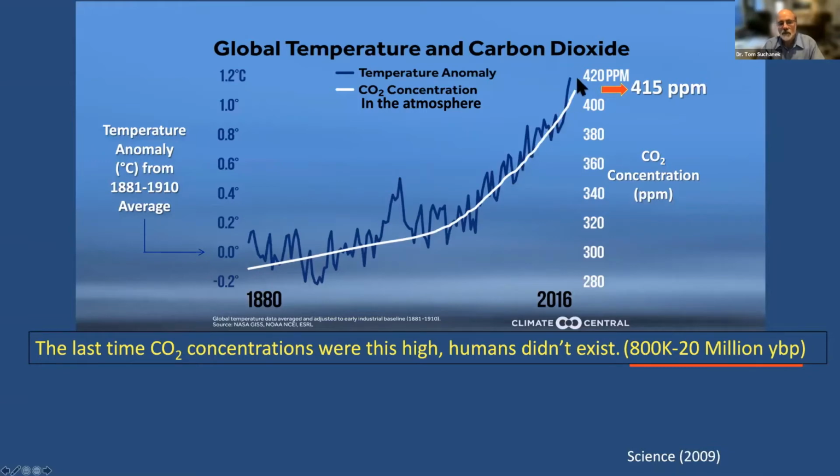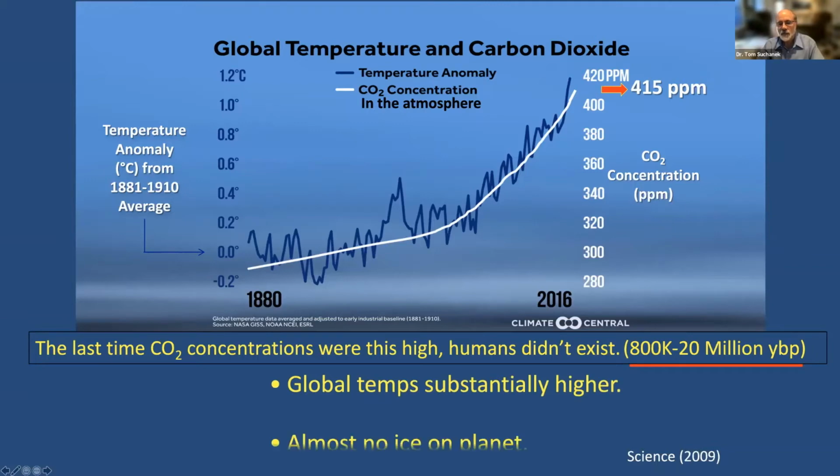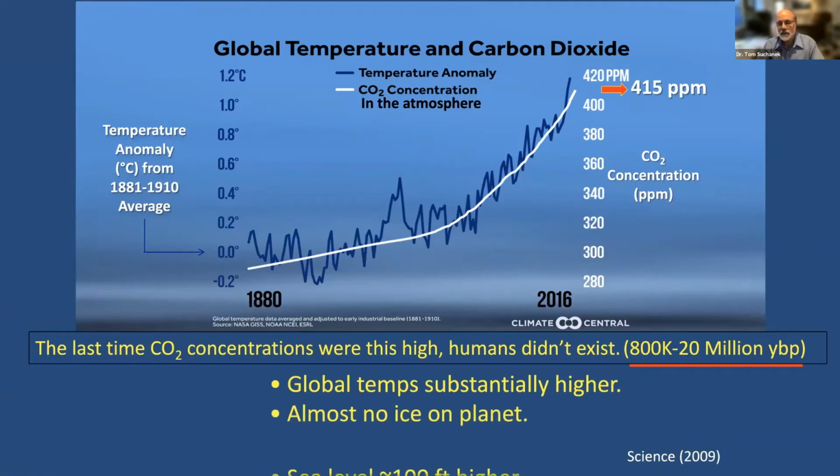increasing all the time. The last time concentrations were 415 parts per million of CO2, humans didn't even exist. That was 800,000 years to 20 million years ago. And global temperatures at that time were substantially higher. There was almost no ice on the planet, and sea level was 100 feet higher. Now, I think most of you know that Sacramento's elevation is about 25 feet above sea level.